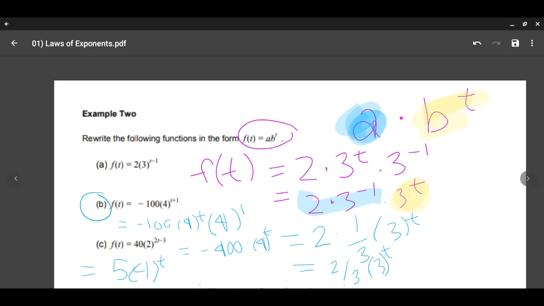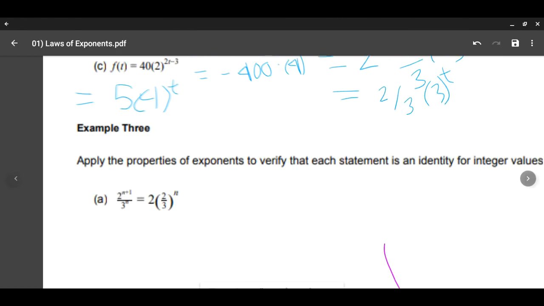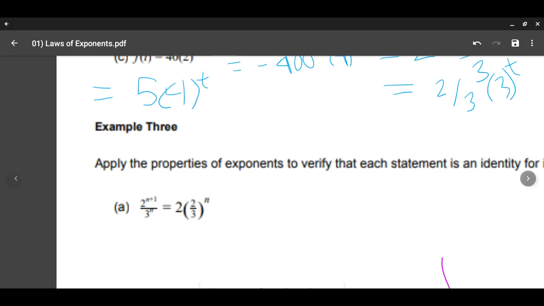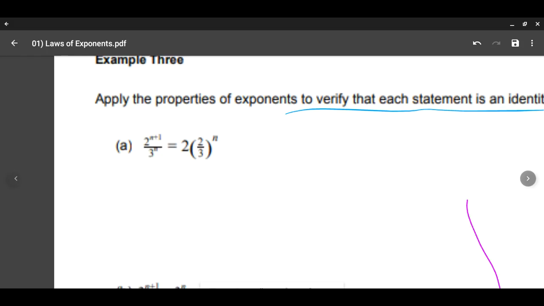Okay, very last thing that I want to show you guys is Algebra 2's version of a proof. It's much easier than what you have to do in geometry. So basically, you know you're doing a proof when they give you an equation and they ask you to verify, and they usually use the word identity. So what we're going to do is we need to show that one side of the equation is the same as the other, and we do that using our exponent properties.